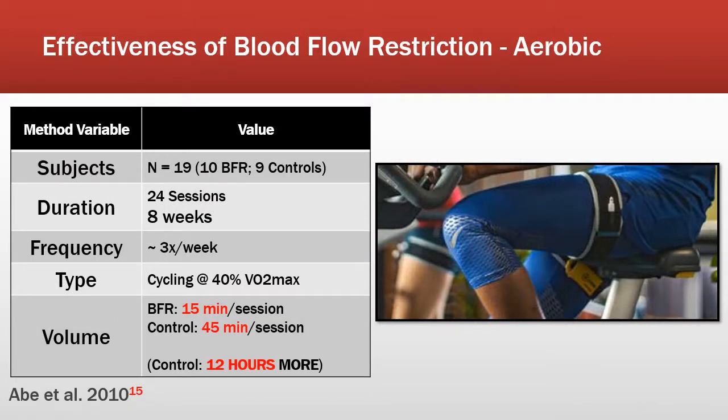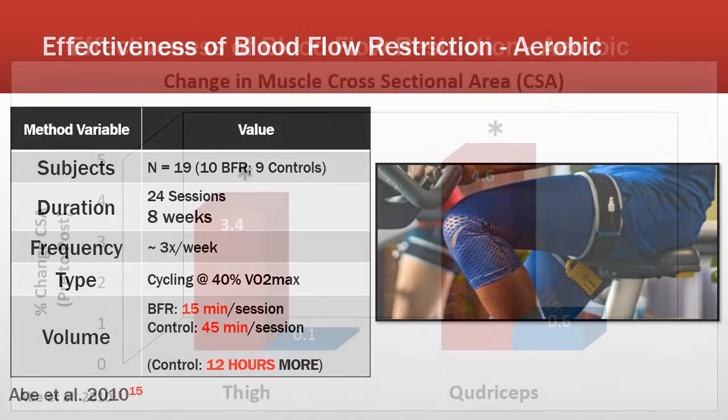Okay, Abe in 2010, they did 19 subjects, 10 BFR, 9 controls, 8 weeks, 24 sessions, 3 times a week, cycling at 40% VO2 max. The BFR group did 15 minutes per session. The control group did 45 minutes per session, 3 times as long, which equated to an aggregate of 12 hours more of cycling for the control group. And let's see what the results are.